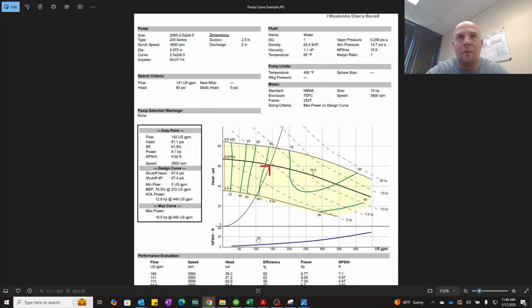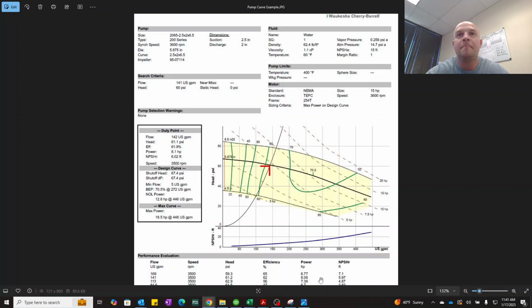Down here at the bottom, we can see that this is our net positive suction head required. In line with the cavitation topic that we just discussed, that's how much suction head is required to prevent the pump from cavitating. Okay, and then at the bottom, we can see a performance evaluation at a few different flow rates and a few different speeds, what the efficiency is going to be, and also what our power consumption is going to be.